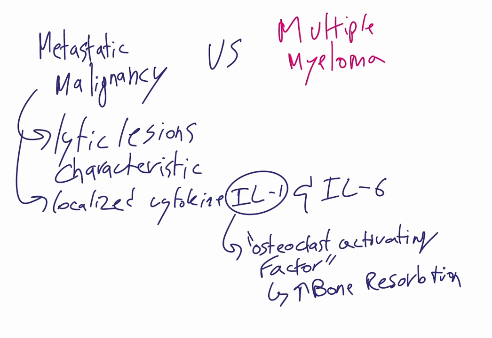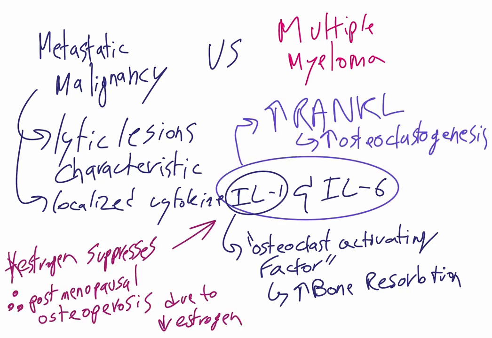Now, the mechanism by which metastatic cancer can spread and create lytic lesions is via localized cytokine activity, particularly interleukin-1, also known as osteoclast activating factor. This concept is very high yield for the USMLE. Increased cytokine activity promotes osteoclast-mediated bone resorption. IL-1 and IL-6 activity increases RANKL expression, promoting osteoclastogenesis. Estrogen normally suppresses this activity, which is relevant in postmenopausal osteoporosis.